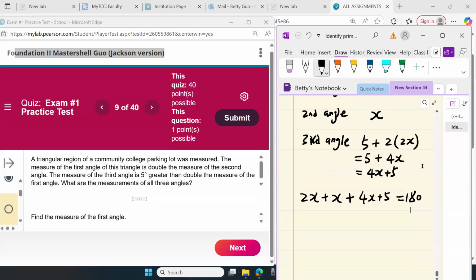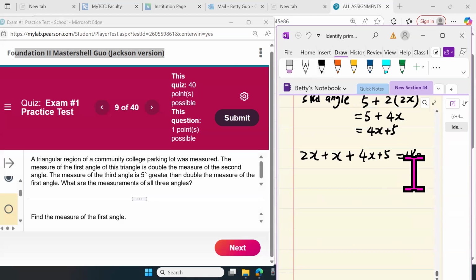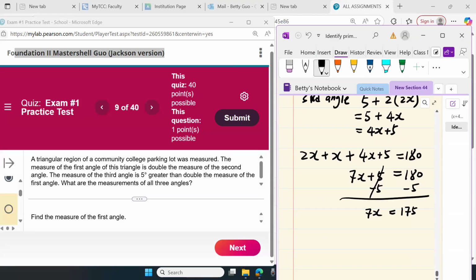Let's solve this equation. On the left side, we can simplify those, combine the like terms. 2x, 1x, 4x, together 7x. 7x plus 5 equals 180. Subtract 5 from each side. 180 minus 5, 175. Divide each side by 7.